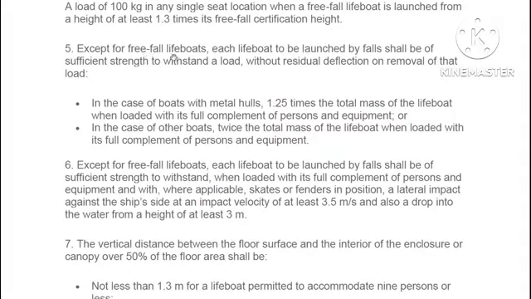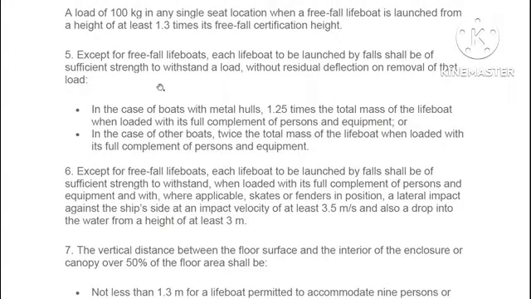Except for free fall lifeboats, each lifeboat to be launched by fall shall be of sufficient strength to withstand a load without residual deflection on removal of that load. In case of boats with metal hulls, 1.25 times the total mass of the lifeboat when loaded with its full complement of persons and equipment. So when it is of a metal casing then it is 1.25 times, otherwise it is 1.3 times. In case of other boats, twice the total mass of the lifeboat when loaded with its full complement of persons and equipment.